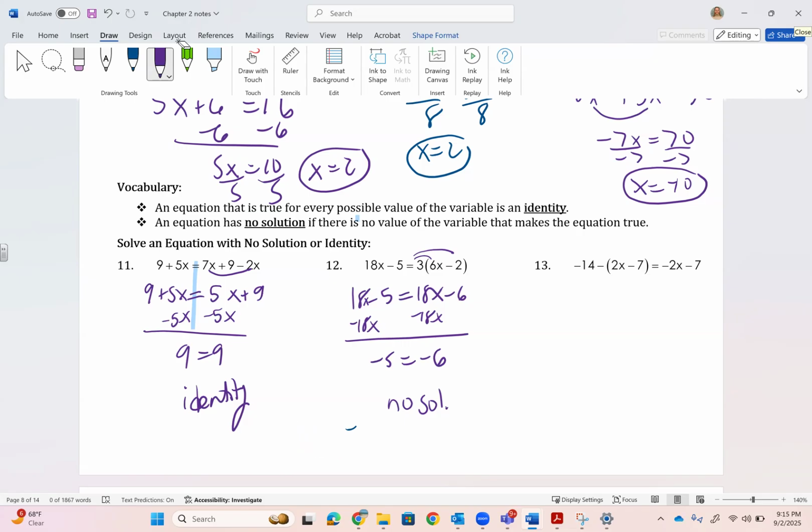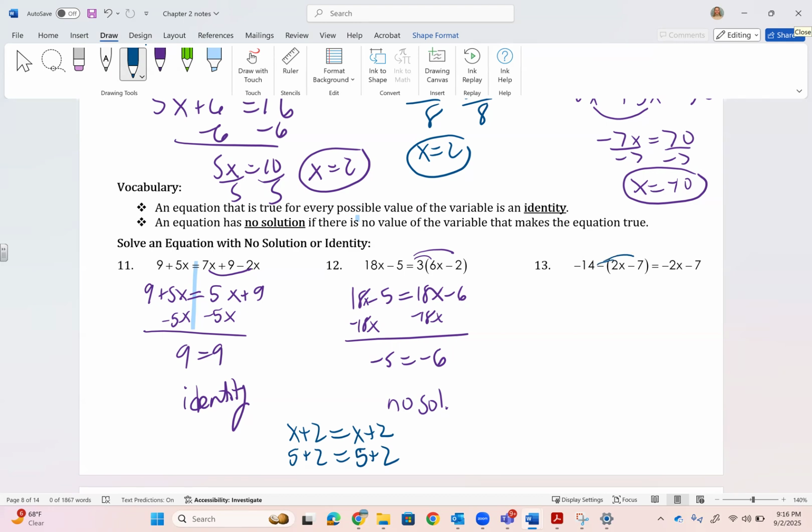Infinitely many solutions, or identity, means that anything you try on both sides will actually work. If I say x plus 2 equals x plus 2, whatever I put on the left and the right side, if I have to put the same number in, that will be a true statement. No matter what I plug in for x, as long as I pick the same value on both sides, it's going to make a true statement. 7 equals 7.